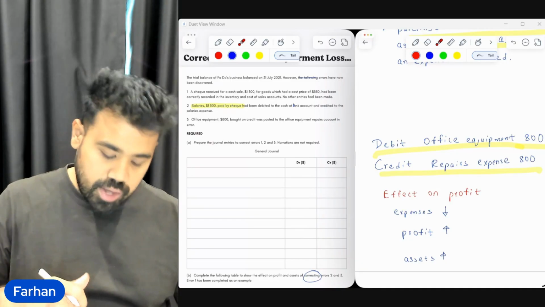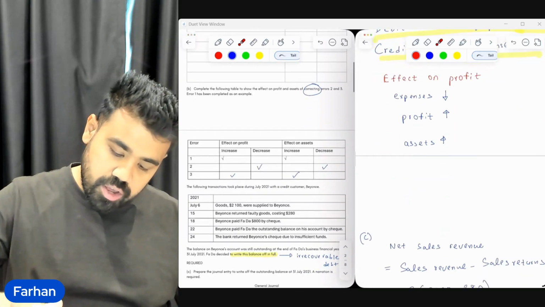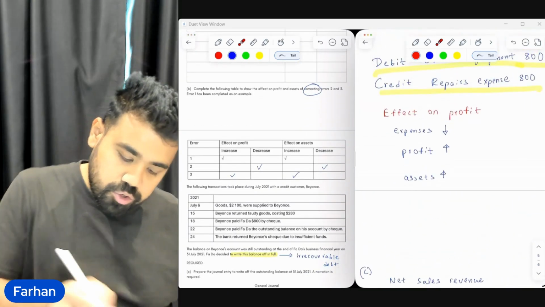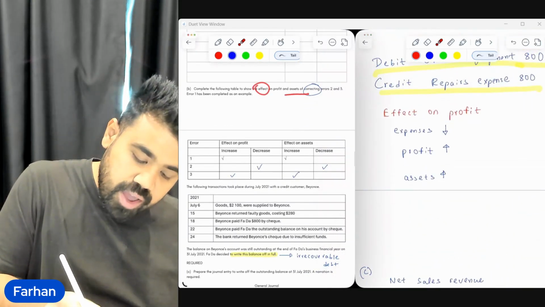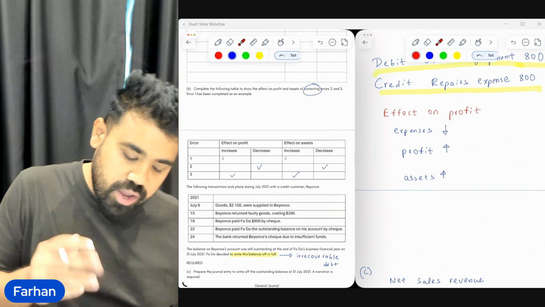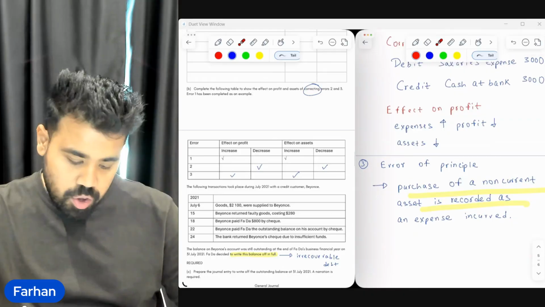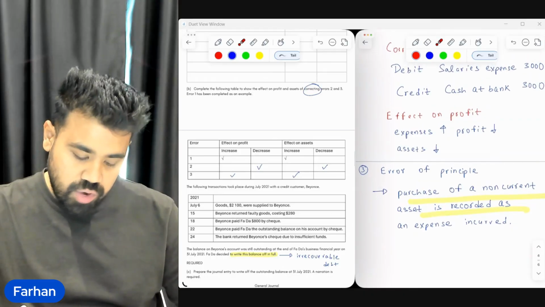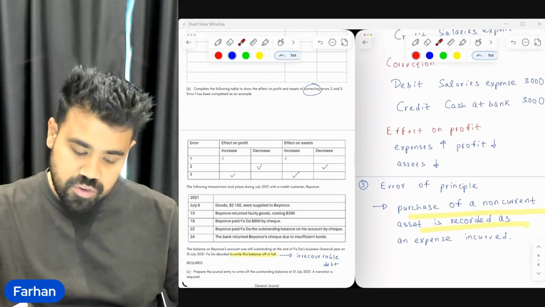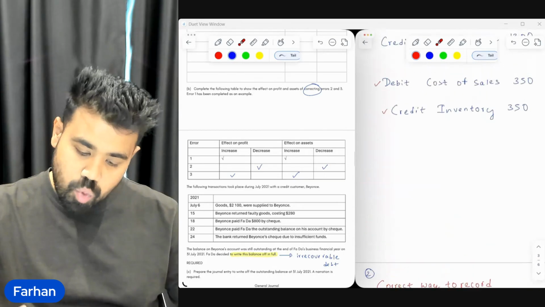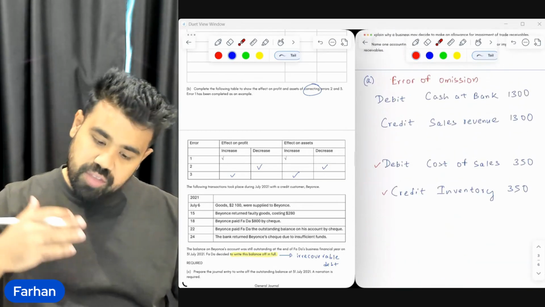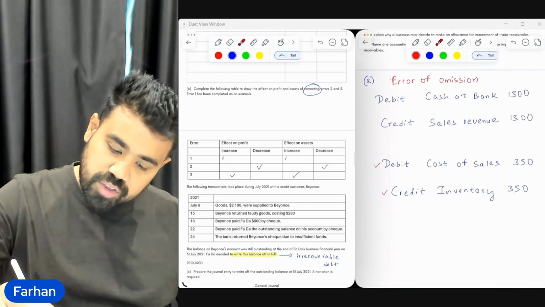Now let's go to the next question. Complete the following table to show the effect on profit and assets of correcting errors 2 and 3. Error 1 has been completed as an example. We have already discussed errors 2 and 3 for the effect on profit and assets, but let's discuss error 1. Once we fixed error 1, what was the fix we mainly did?